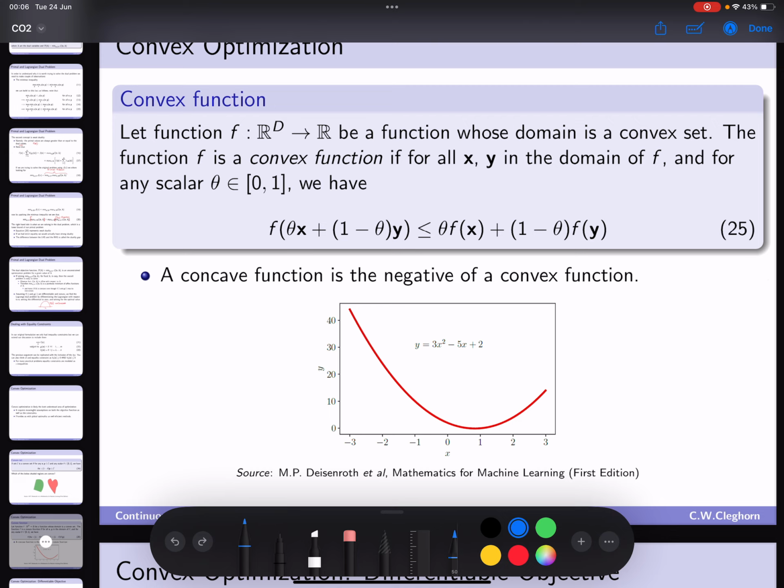Anyway, I'm going to pick two endpoints in the domain, and I'm going to take some linear interpolant between them and pass that into the function. That value produced by the function must be less than if I instead evaluate the function at the two endpoints and linearly interpolate with the same theta between them. You can see this as an example here. Let's say -2 and 3 are my bold x and bold y values, my two endpoints.